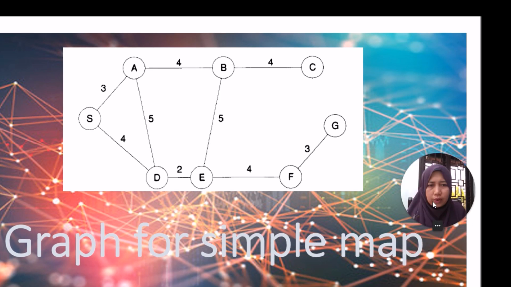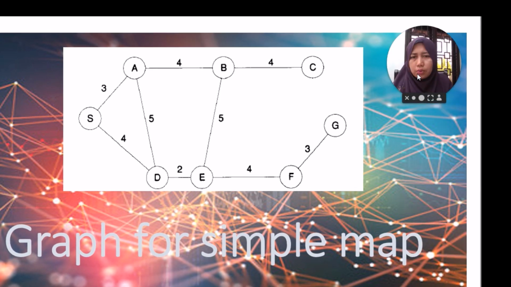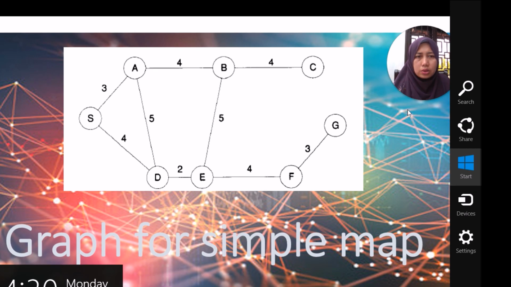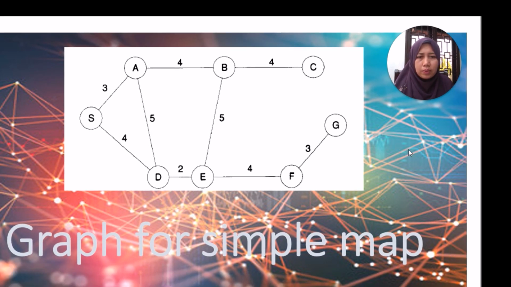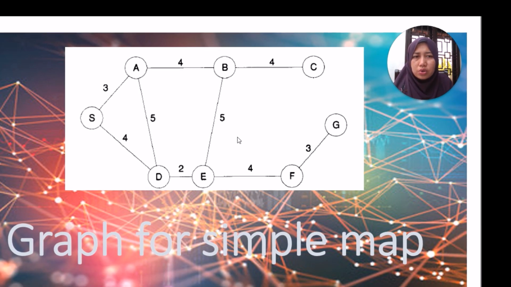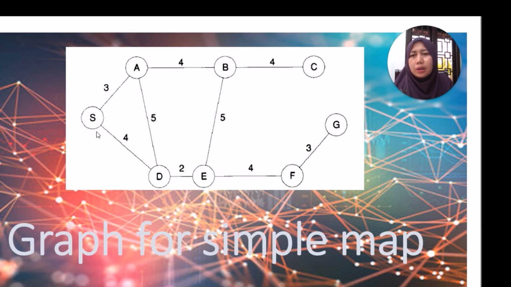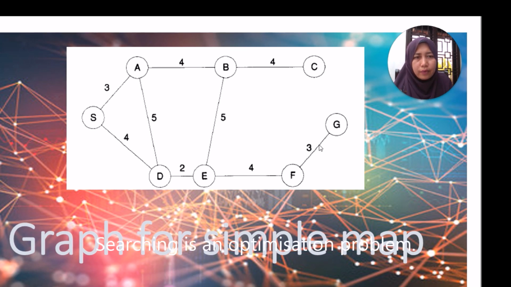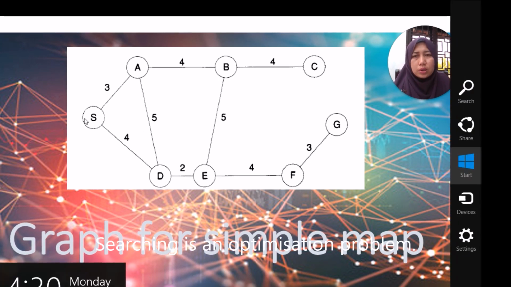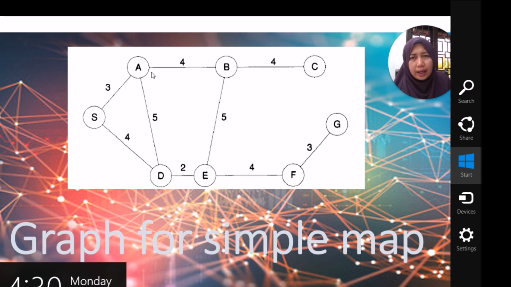Right, so this is to refresh about graph traversing. Assuming that the search is about traversing a graph, we can assume the graph is like a simple map. From S to G, there are a few paths that we can consider. For example, we can go from S to A, and then to B, and then E, F, and G. Or we can also consider S to D, and then go to E, and then B, A, and then D, back to E, F, and G.